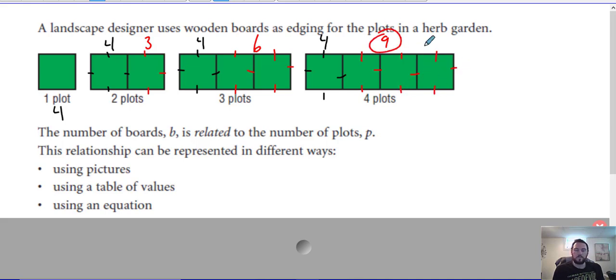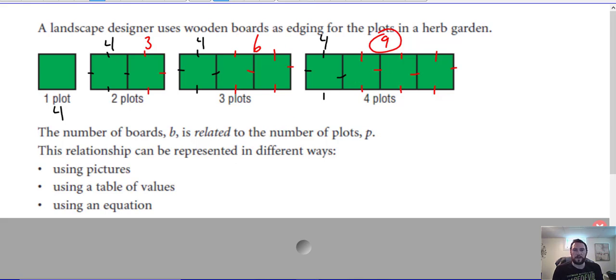There you go. So again, what we see happening here is that we have this constant, this thing that doesn't change: 4 for 1 plot, 4 for 2 plots, 4 for 3, 4 for 4, and so on and so on. Then there is something that does change. We have 3 when there's 2 plots, and then we need 6 boards when there's 3 plots, and then we'll need 9 boards when there's 4 plots. And you have this constant rate of change, this add 3, add 3, add 3, add 3.